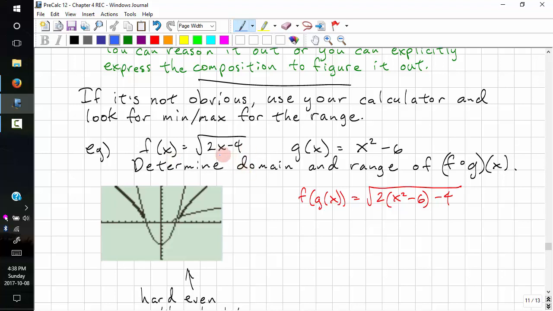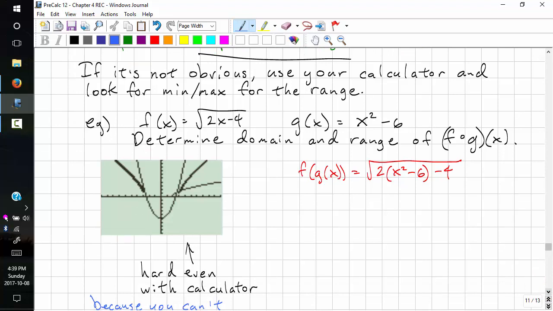We have f of x equal to square root 2x minus 4, g of x equals x squared minus 6. Determine the domain and range of f of g of x. F of g of x equals the square root of 2x. Now we need to substitute g of x for x. So we have 2 times x squared minus 6, minus 4.